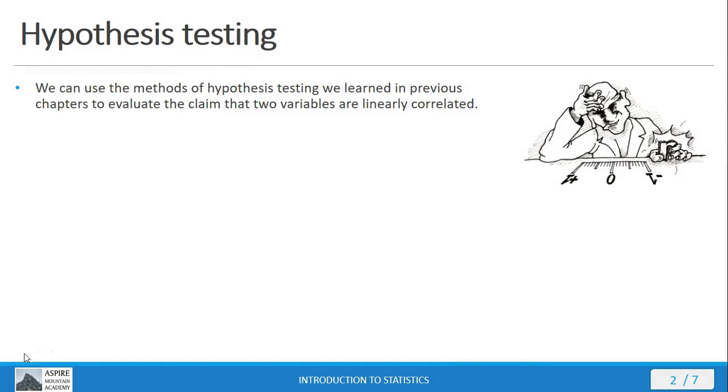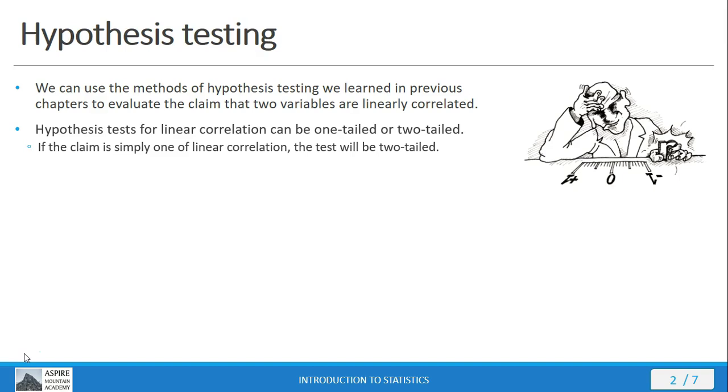So, in previous mini lectures where we talked about hypothesis testing, we exposed ourselves to a methodology for testing a claim. And we can use that same methodology for testing a claim that two variables are linearly correlated to one another. As we've seen before, hypothesis tests can be one-tailed or two-tailed, and that's the same thing we've got here for linear correlation. Typically, our hypothesis testing is going to be two-tailed.